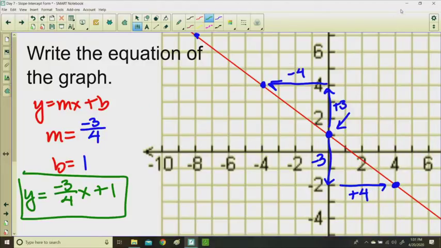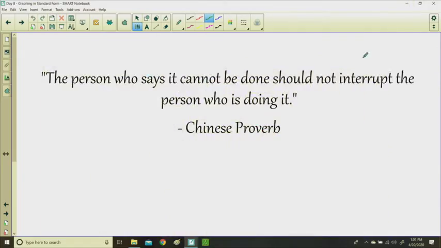All right, so now let's go ahead and do the second lesson for today. That's how you do slope-intercept form. Let's go ahead and look at the next one. So here's your second quote of the day: don't let the person who says it cannot be done interrupt the person who is doing it. All right, so if someone says it can't be done, then don't worry about it. If someone's trying to do it, let them. Because who knows, they might be able to do it.